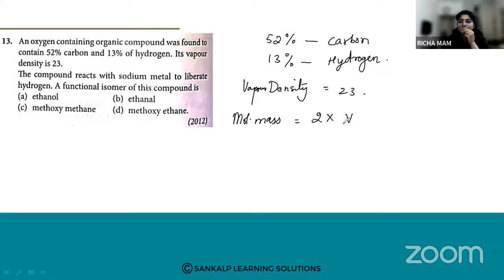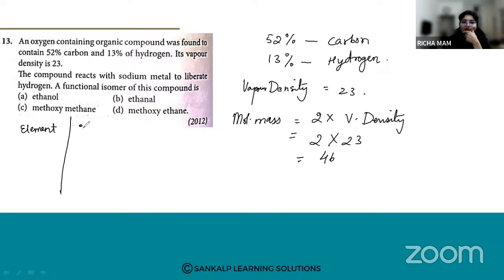Density is nothing but mass by volume. So mass is equals to 2 into vapor density. The vapor density is 23, so the molecular mass is 46. Okay, it is 46. So we know how to find the n. We have to calculate the empirical formula first, and then we have to calculate the number.